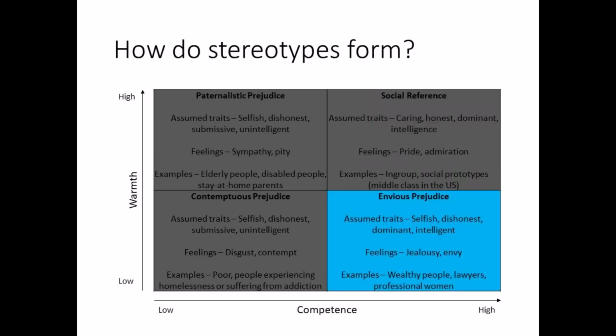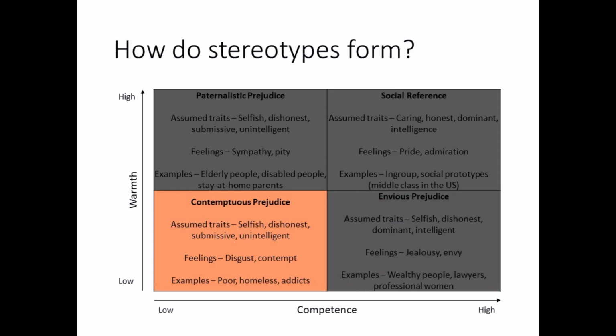The second category is called envious prejudice. That's because we tend to be jealous and envious of the group, which includes wealthy people, lawyers, and professional women. This group is assumed to be selfish, dishonest, dominant, and intelligent.